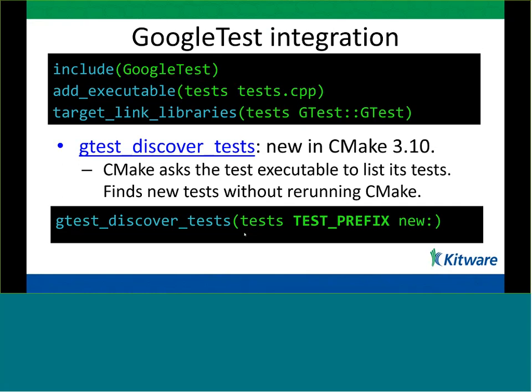It also supports integration of Google Test with the ability to discover the tests. This is new in CMake 3.10. It essentially asks the test executable to list its tests and then finds any new tests without having to rerun CMake.